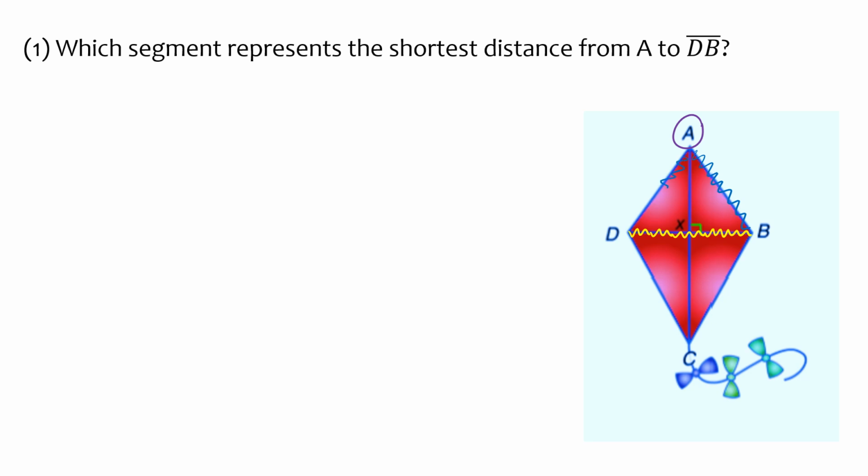AD is not our answer. It's A to, it looks like X is the point there at the intersection of the crossbars. So AX is definitely going to be the shortest distance as it is perpendicular. And again, I'll just use my perpendicular symbol.